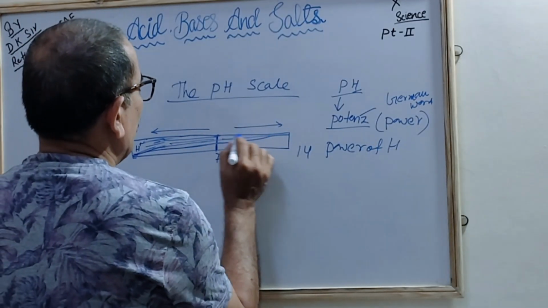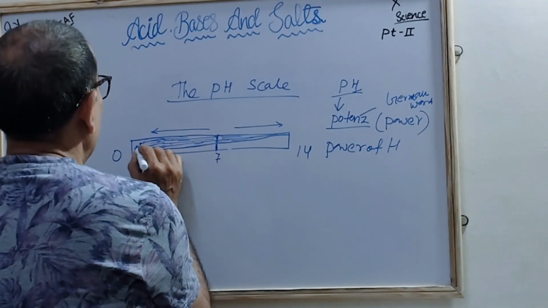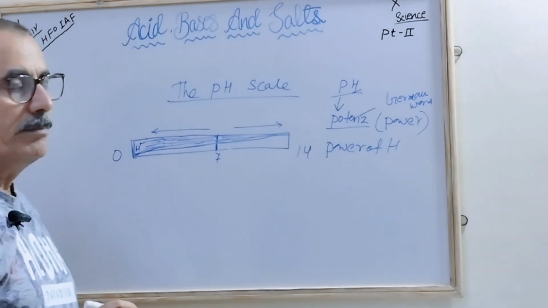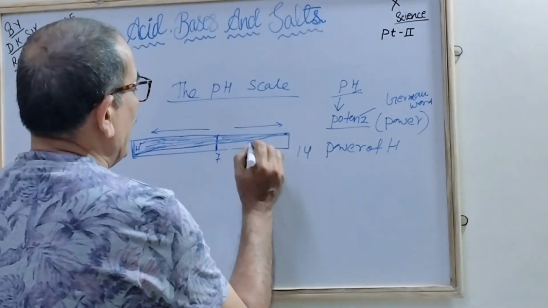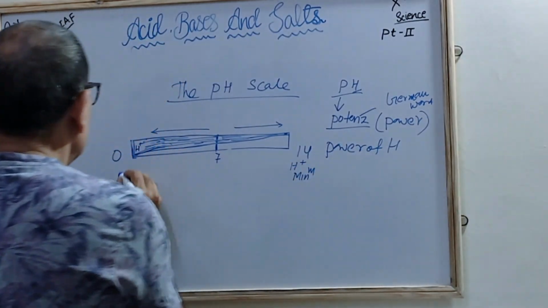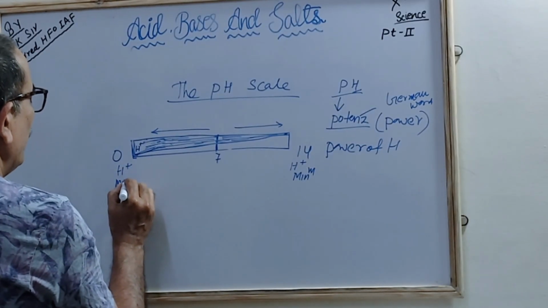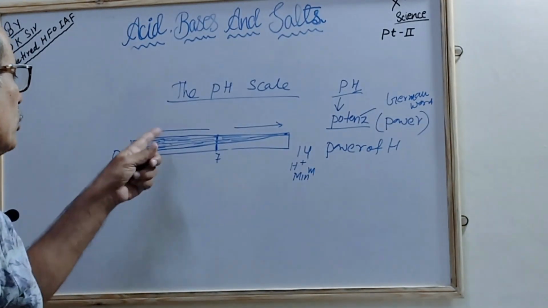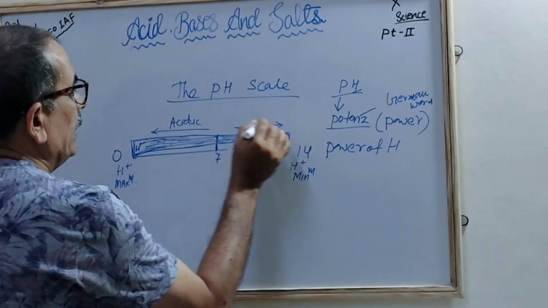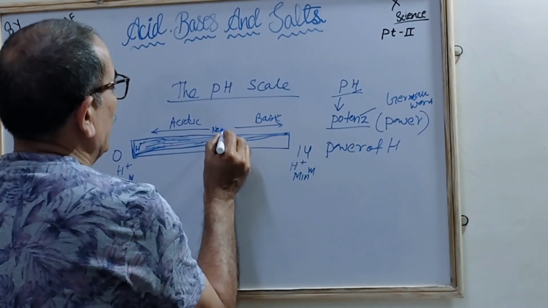This line I am drawing, the parallel lines are there. This indicates the H plus, correct? Can you see here in the 0 side, the H plus is a maximum, and in the 14 you find that the H plus is a minimum, correct? Minimum, and H plus is at the 0 side, the H plus is the maximum, correct? So it becomes the acidic side, you can see the acidic, and here it is the basic, understood, and this is neutral.